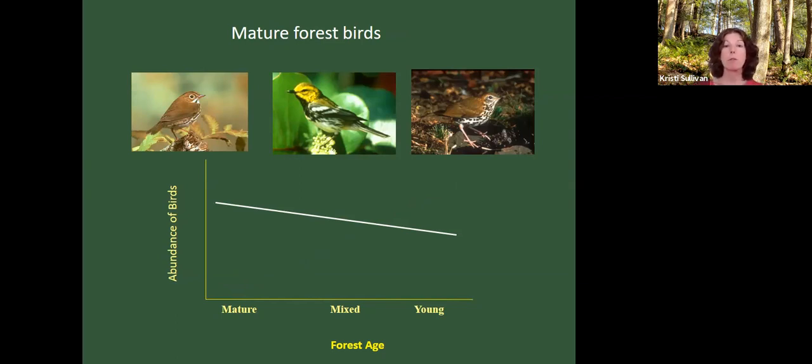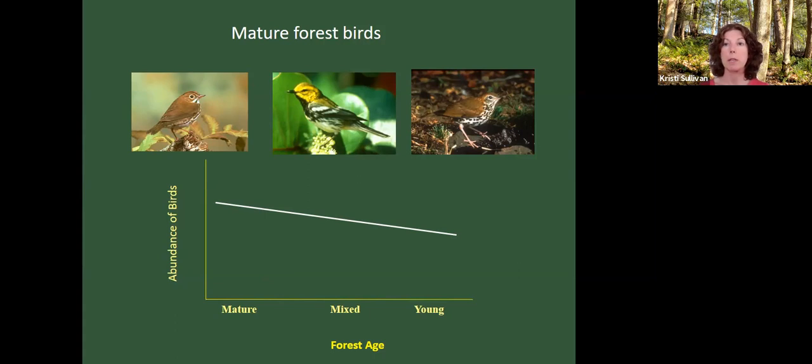But for these birds as a group, they also tend to be more abundant in mature forests. That's why they're considered mature forest birds. But they're still quite abundant in mixed age forests. So as long as there's some forest canopy, they're still going to be present. And even where there's very little forest canopy, they're still present, though they do decline in numbers.